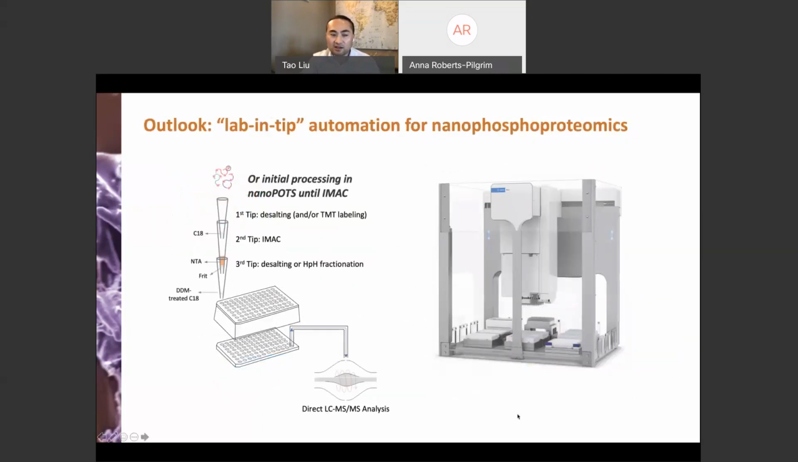So just as an outlook, that's my final slide. We wanted to again apply this lab-in-tip concept, and also combine this process with the initial nanoPOTS processing, at least for initial digestion, and then you can deposit the samples in the tip and do IMAC, everything in the lab-in-tip setting, and also use the plate platform and try to automate this system with some other commercially available systems. That's a work in progress.